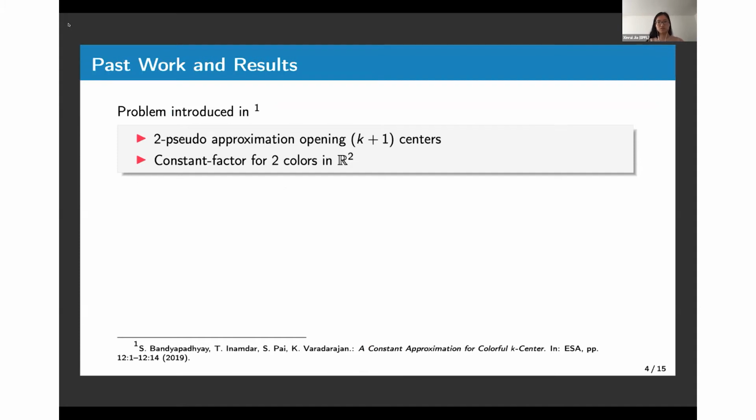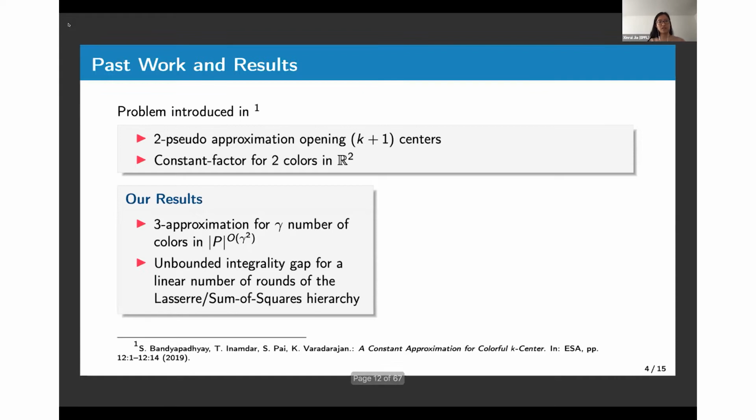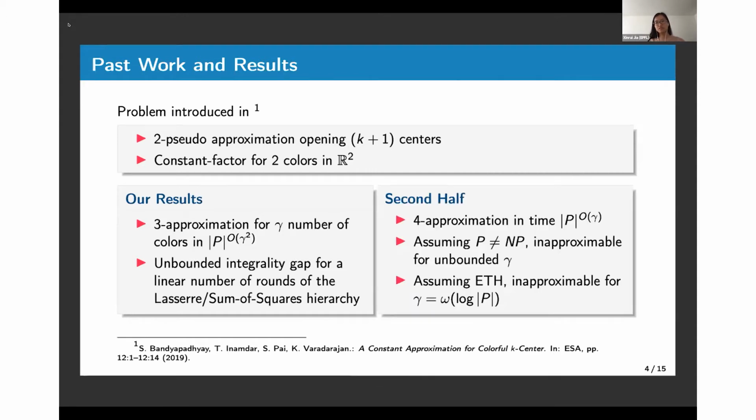So this problem was introduced in a recent ESA paper, and what was done was a pseudo approximation that opens K+1 centers, but using radius no more than twice the optimal. And then for a true constant factor, they did the case of just 2 colors in the plane. And now we have a 3 approximation for any number of colors in any metric space, and also some integrality gap results for some LP strengthening techniques. Then later, you'll hear about a different approximation that uses quite different techniques and some hardness results.